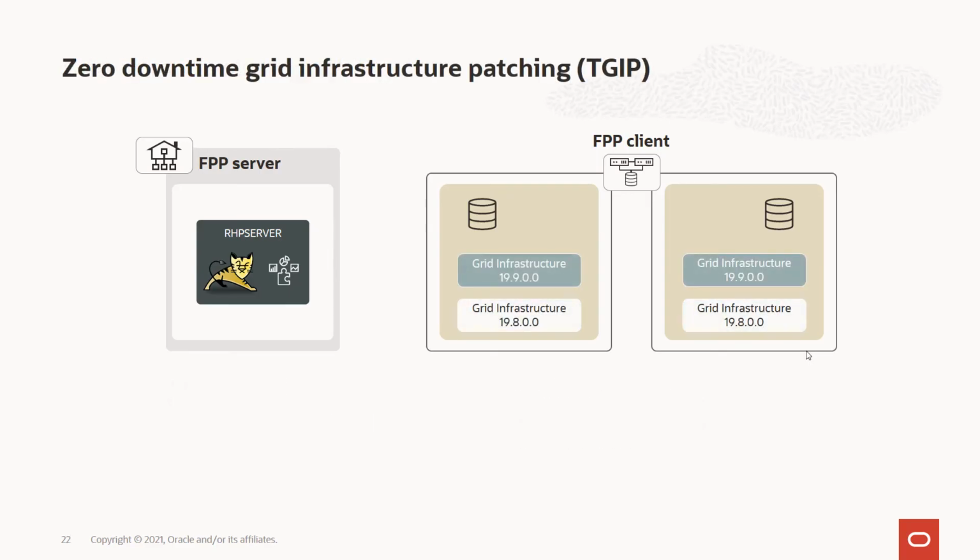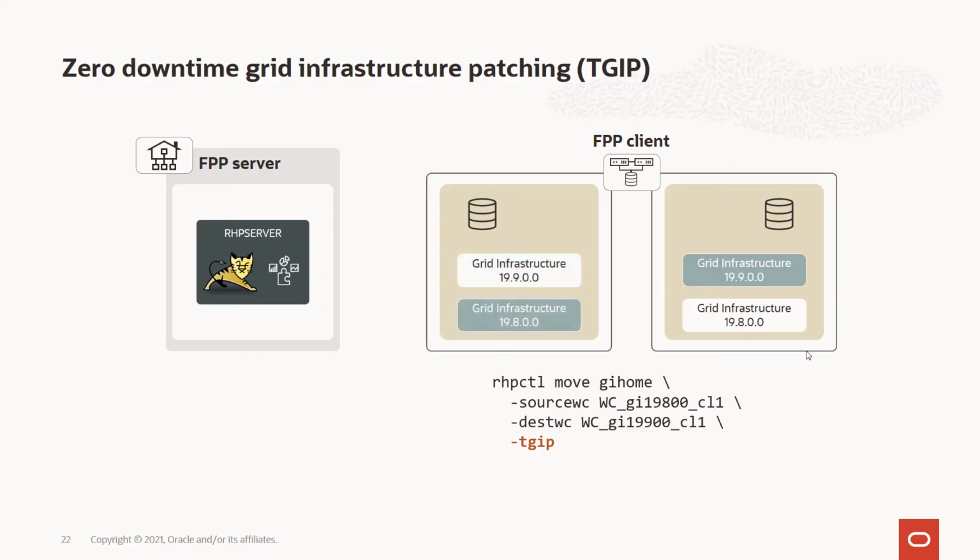There is a new feature that we announced some months ago, that is the zero downtime grid infrastructure patching, that allows you to patch the grid infrastructure without stopping the instances. So when we specify the move GI home with this -tgip option, it will move the grid infrastructure but the database will stay up and running. So we have no brownouts. This is absolutely an incredible feature.